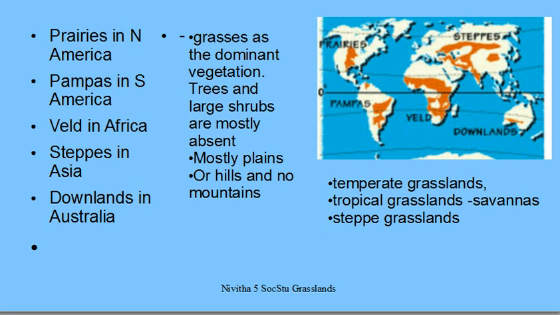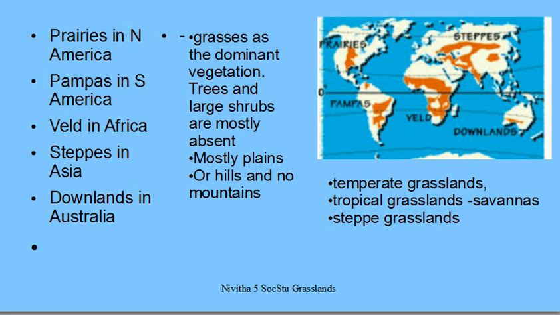Steppes are temperate as well as frigid, and then you have the tropical grassland called savannas. The prairies here, pampas here, the velds here, the downlands here, and in Asia you have the steppes in the Russian region, while that in India, Pakistan, Afghanistan is called not the tropical grassland but temperate grassland. The thick line that you see here is an imaginary line in the center of the earth called the equator.